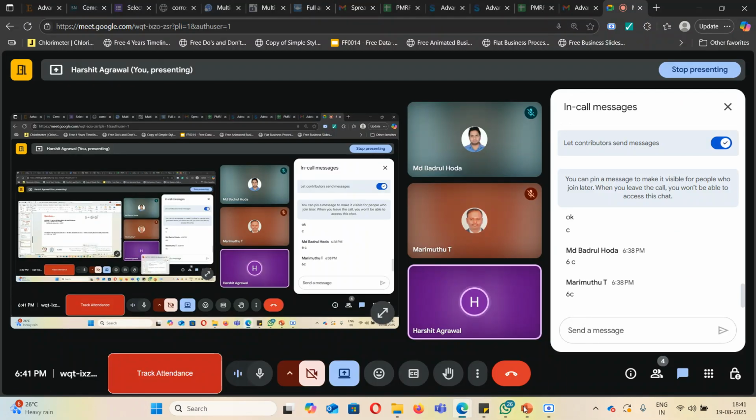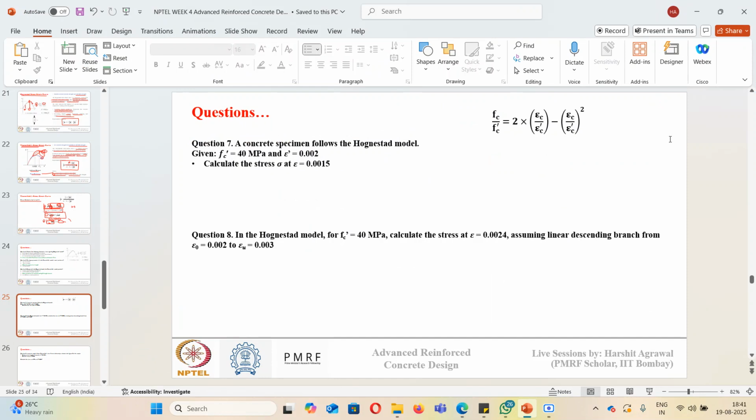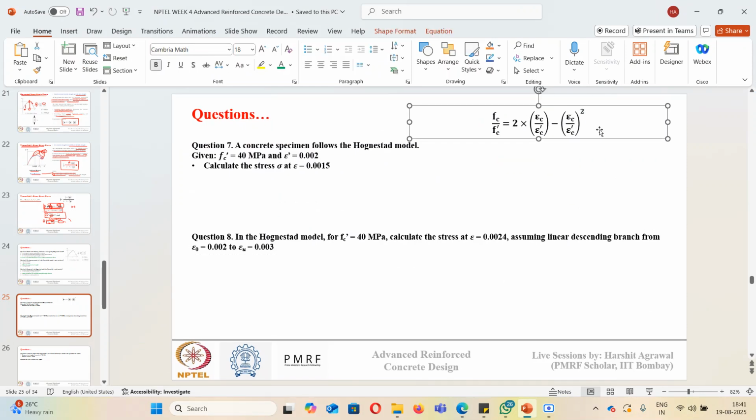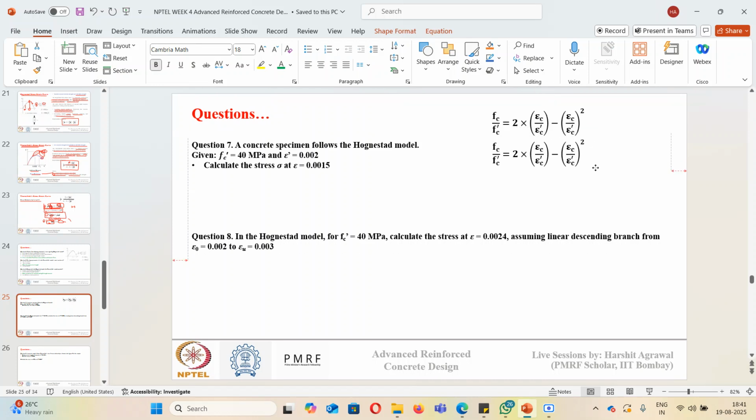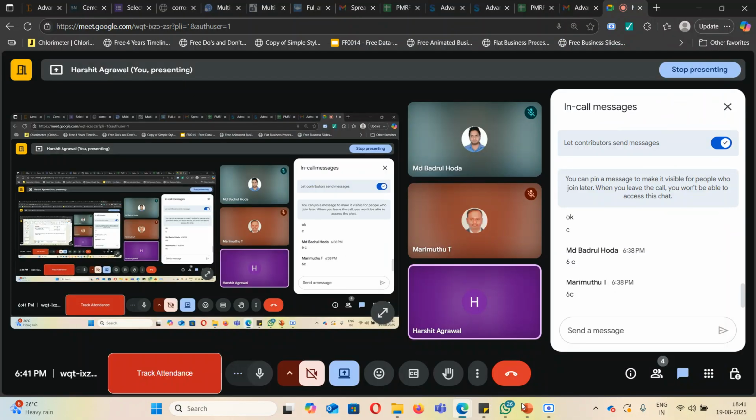Did anyone do the calculation? You can just type in the chat box because I guess voice is breaking. I can't hear properly. What is the stress value you're getting at the strain of 0.0015?